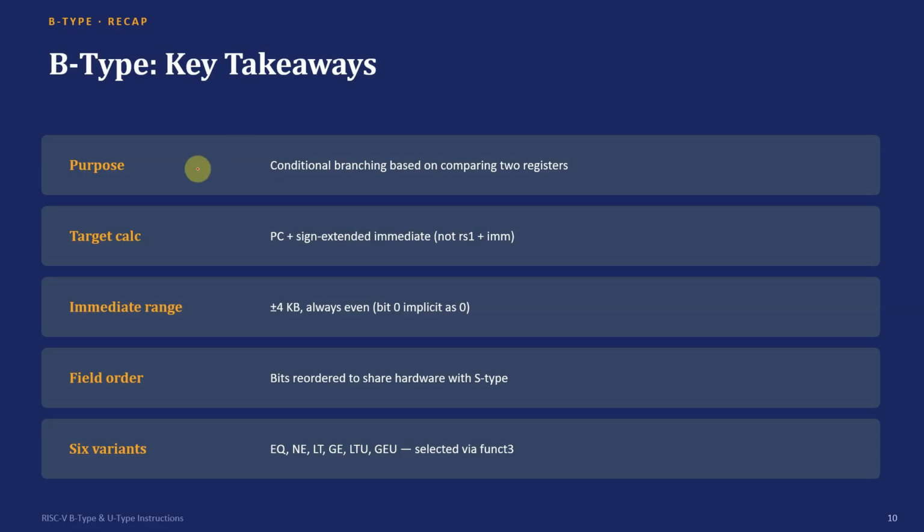This is about our B-type instructions, where we have discussed what my branch instruction is and how I'm going to calculate the target address and what immediate range I'm going to have, and the field order and the 6 variants which we have discussed.